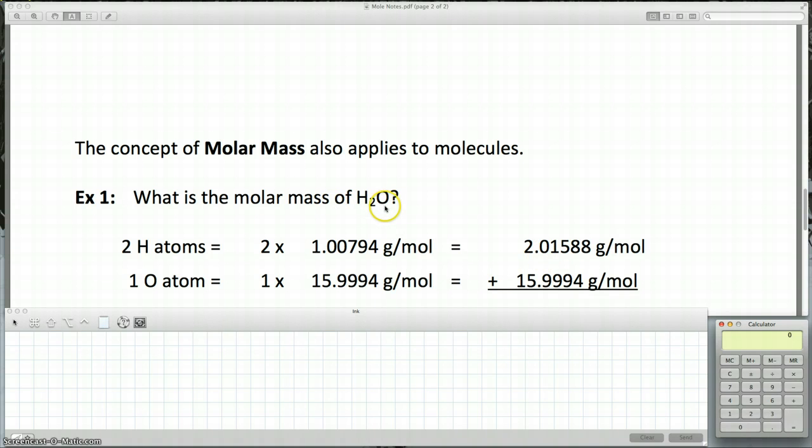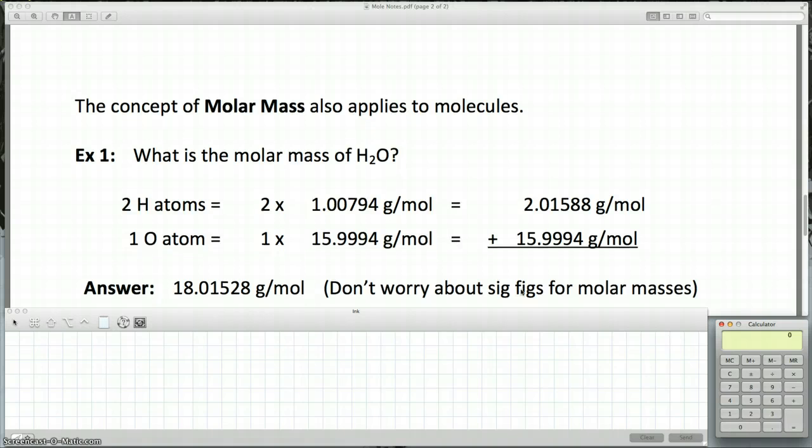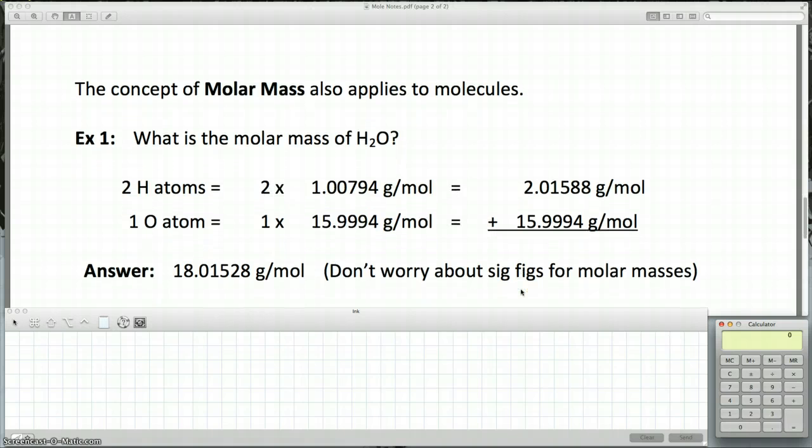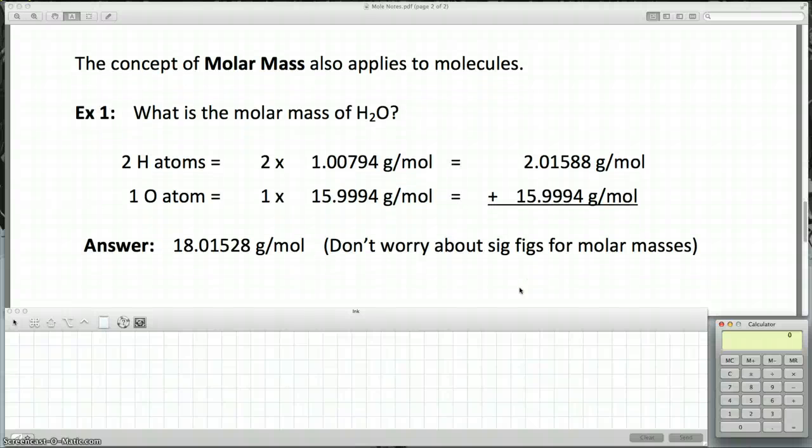I have 1 oxygen. Remember, no number means there's a 1 there. We all know it's there. We don't write it, but we all know there's a 1 there. So 1 atom of oxygen times the red number. Get that, add them up, and we get 18.01528 grams per mole. Again, the unit for molar mass is grams per mole. We don't typically do sig figs for molar masses, so whenever you get a molar mass, just leave whatever the calculator says, go with it.